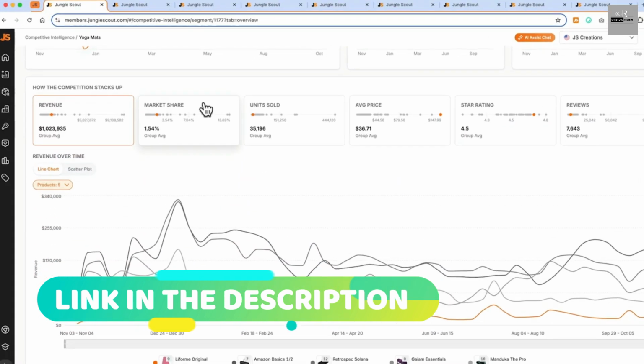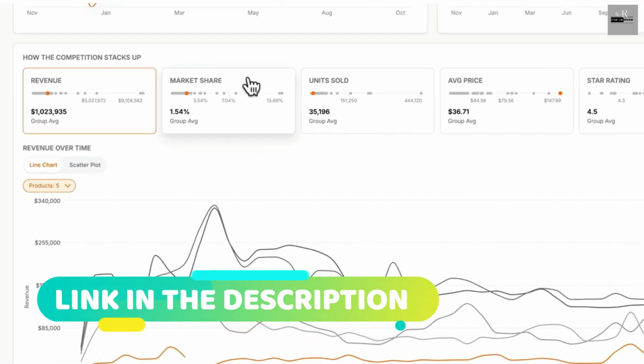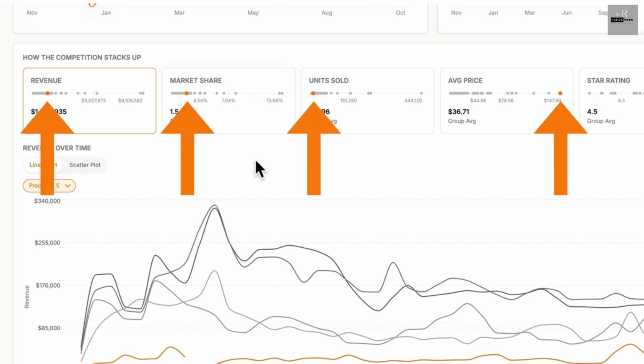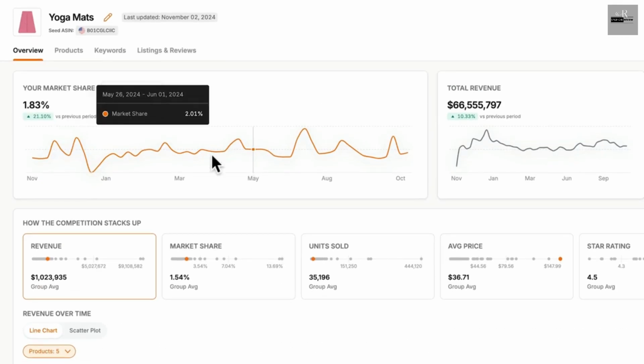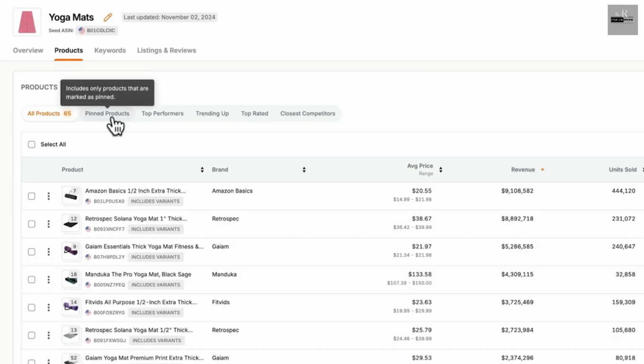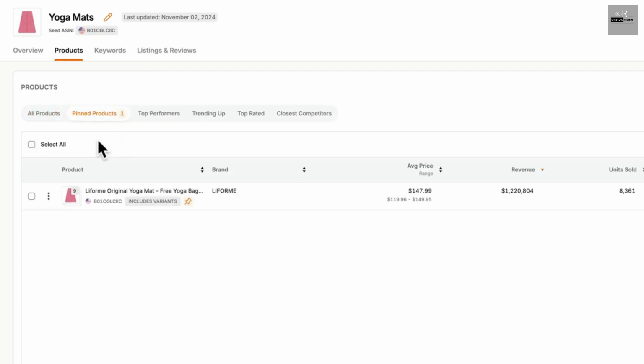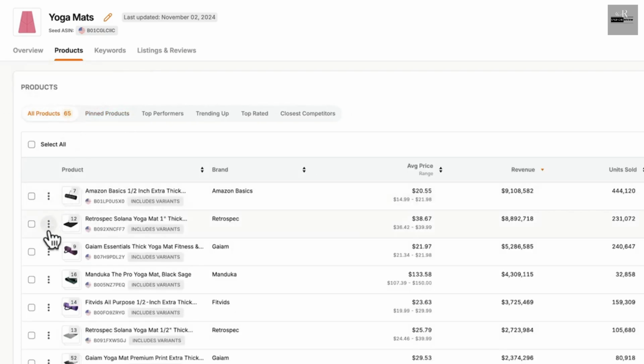Scroll down to how the competition stacks up. Remember that these orange dots show your product or products, which you select over in products, pin products. If you want to pin different products, just head over to all products and you can pin from there. Now let's dive into some useful scatterplot comparisons and what they can tell you about your market.